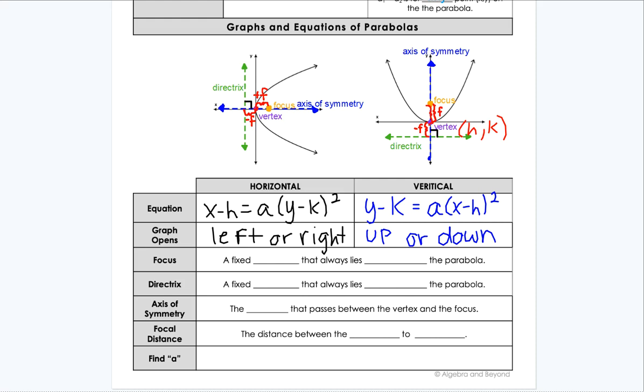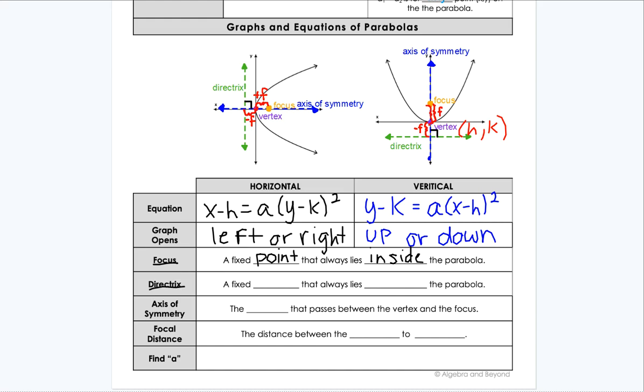So some other key points on our graph here. We have that focus. Remember, that's the point that is inside the parabola. And that's one of the distances that's always equal in a parabola. So the distance from any point, not just the vertex, but any point on the parabola, to the focus is part of what keeps the parabola shape what it is.